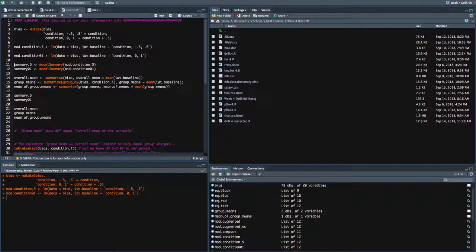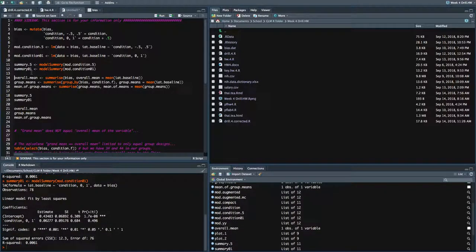One is regressing the baseline on condition coded as -1/2 and +1/2, and I'm going to call that mod condition 0.5. Then mod condition 0, 1 is going to be baseline regressed on condition that is coded as 0 and 1. I run both of those models, and then I'm going to run the summaries and store those as objects called summary 0.5 and summary 0, 1, so we can go back and quickly reference those.